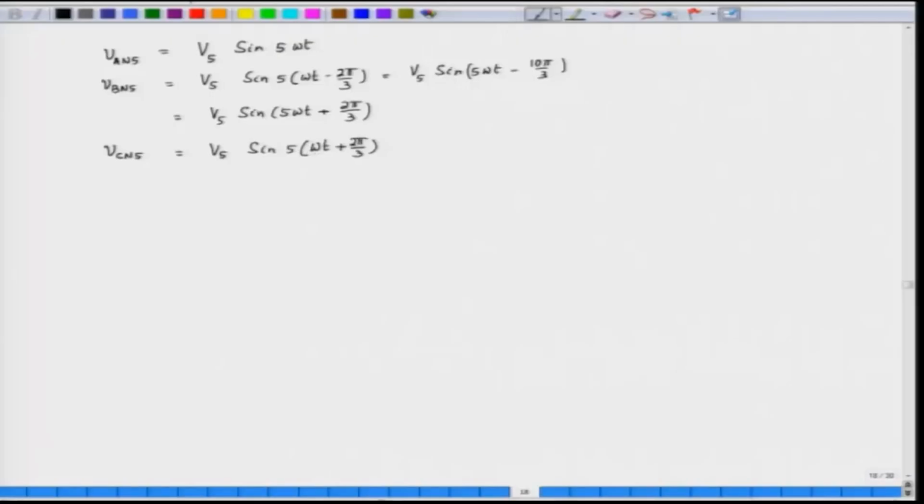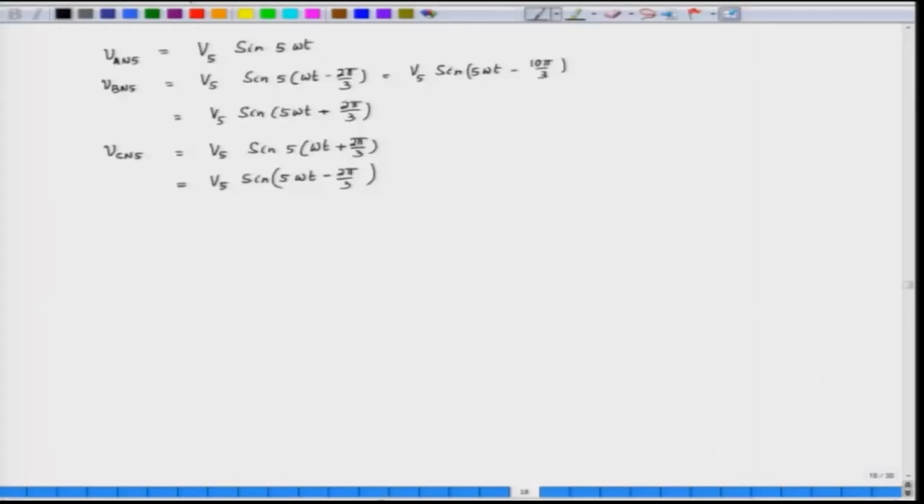So, here it is 5 of omega t plus 120, and if we simplify this, it is V 5 sine 5 omega t minus 2 pi by 3. Now, we see here that the fifth harmonic represents a negative sequence component, because phase B is leading phase A by 2 pi by 3 and phase C is lagging phase A by 2 pi by 3. So, this represents a negative sequence component.